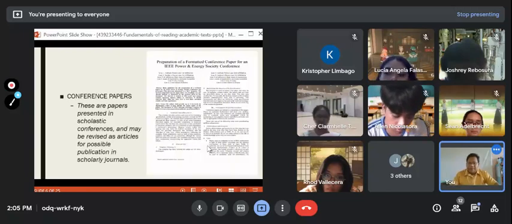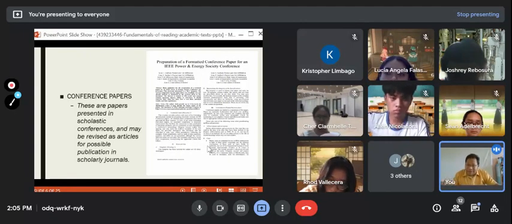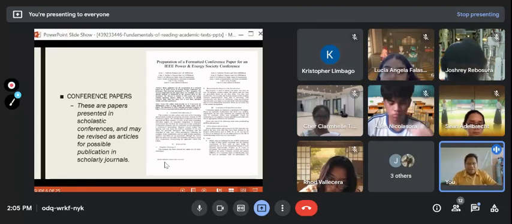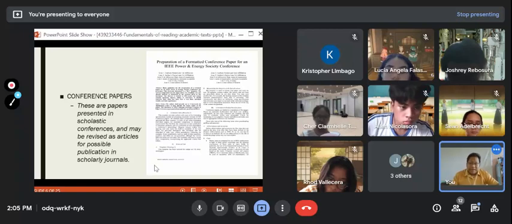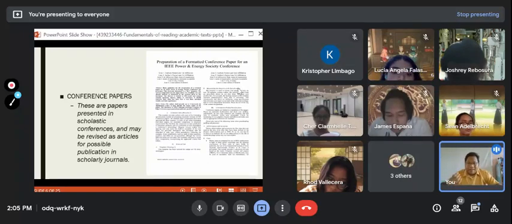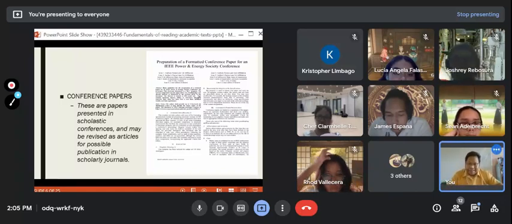Next, conference papers. Those that are taken as well from research and are presented in conferences, be it in a local conference or in an international conference. These are papers presented in scholastic conferences. They may even be revised as articles or possible publications in scholarly journals. So if this conference paper gets published, then the researchers or the owners of the paper will look for a scholarly journal who will eventually decide to have this work published, reaching a wider audience.